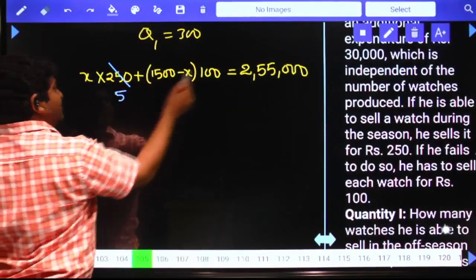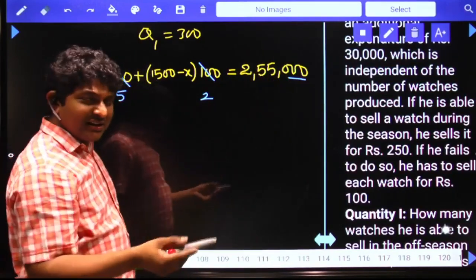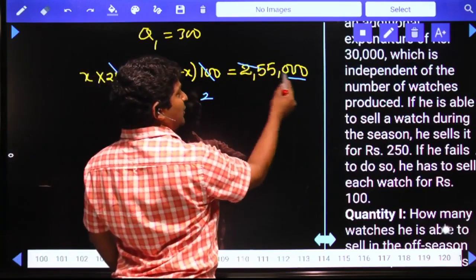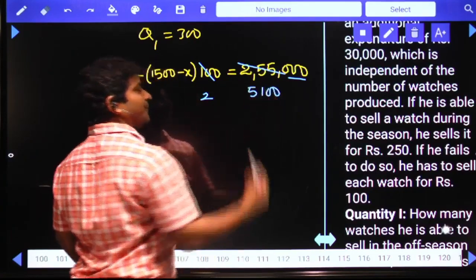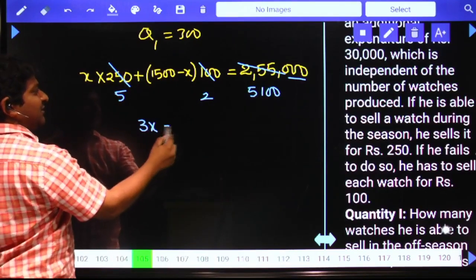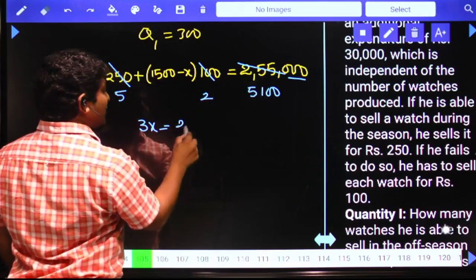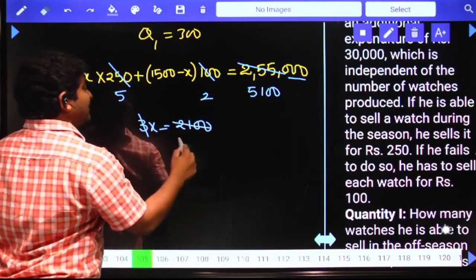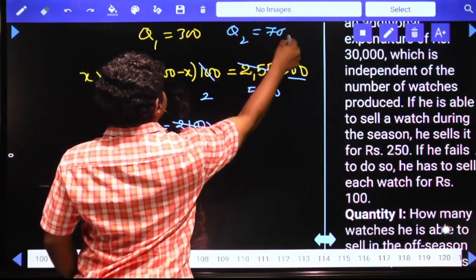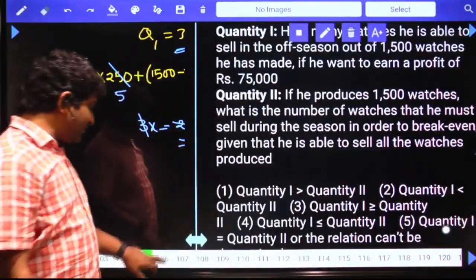Similar simplification, 50 5 times, 50 2 times. Here 2550 hundreds are there. Each 100 will have 250s, so that will be 2550 2 times, 5100. 5x minus 2x, that is equal to 3x, which is equal to 1500 2 times 3000. 3000 goes to the other side, that becomes 2100. 700 times. So Q2 is equal to 700, whereas Q1 was 300. Q1 is less than Q2, direct answer.